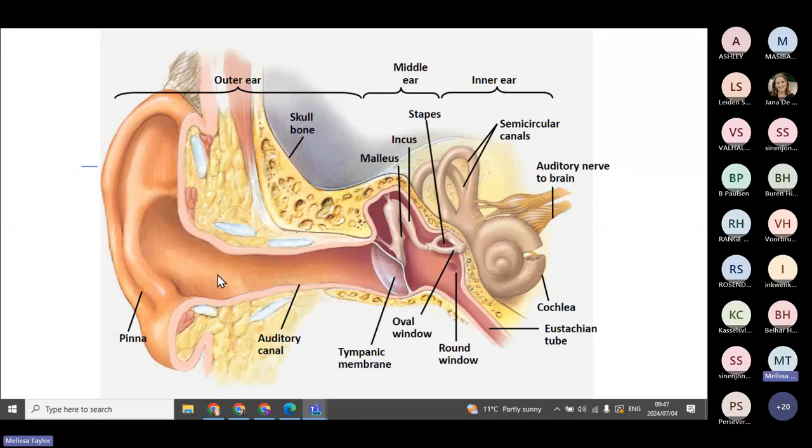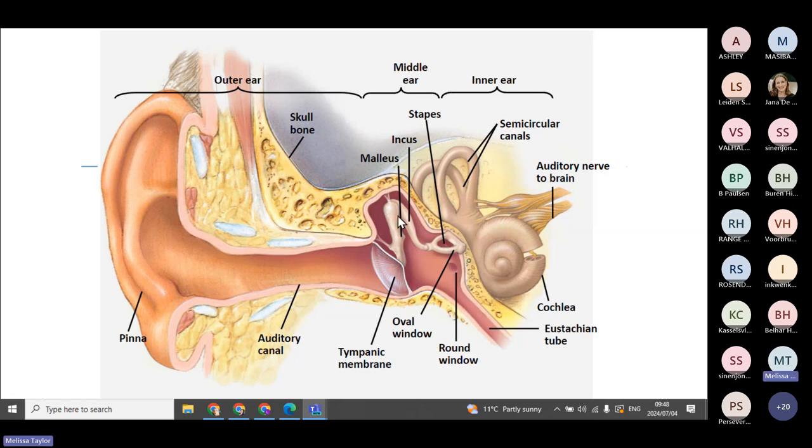First of all, you have to be able to label the ear. These bones, don't learn the three names of the bones. They never ask them as three separate labels, as three separate bones. So just learn ossicles. Okay, so these bones, just learn the label ossicles, right?